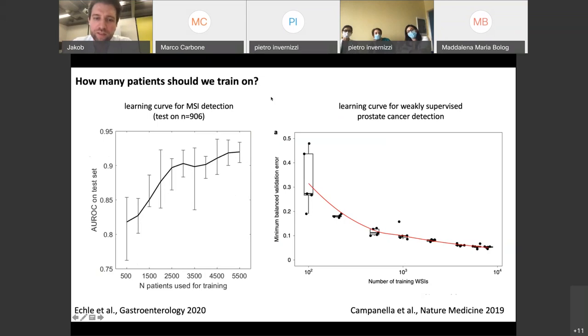And this is a similar finding from another study that looked at prostate cancer, only they plotted it the other way around, but also they showed if you train on 100 slides, your error is larger than if you train on 1,000 slides. So really, these methods are really data hungry. They need a lot of data. They need a lot of patient samples. And that's, of course, not always really easy to get.